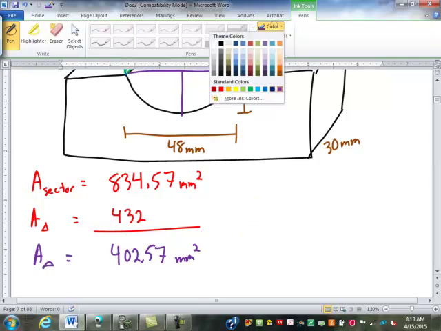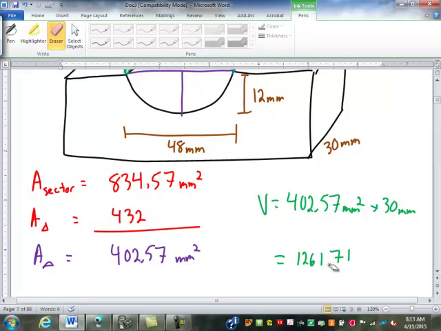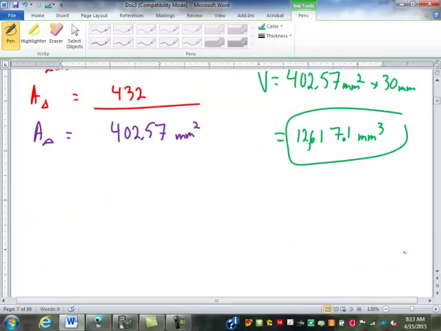So to get the volume, we simply, you got it, multiply by the length. What, 1261.71, something like that? Or I got my decimal point in the wrong spot. 12,617.1 millimeters cubed. What do y'all think? Not as bad as it looks, is it? Well, I've got another worksheet to hand out for you guys to work on for tomorrow.